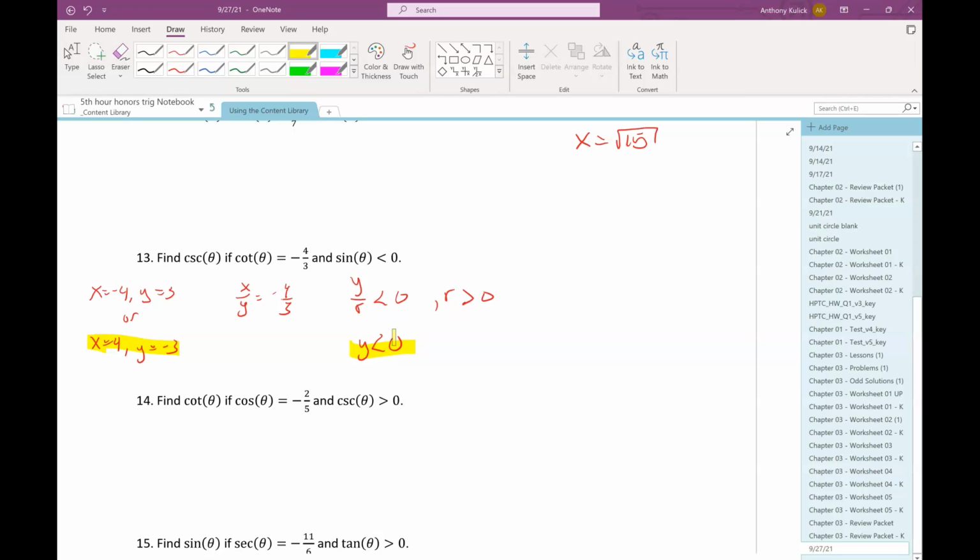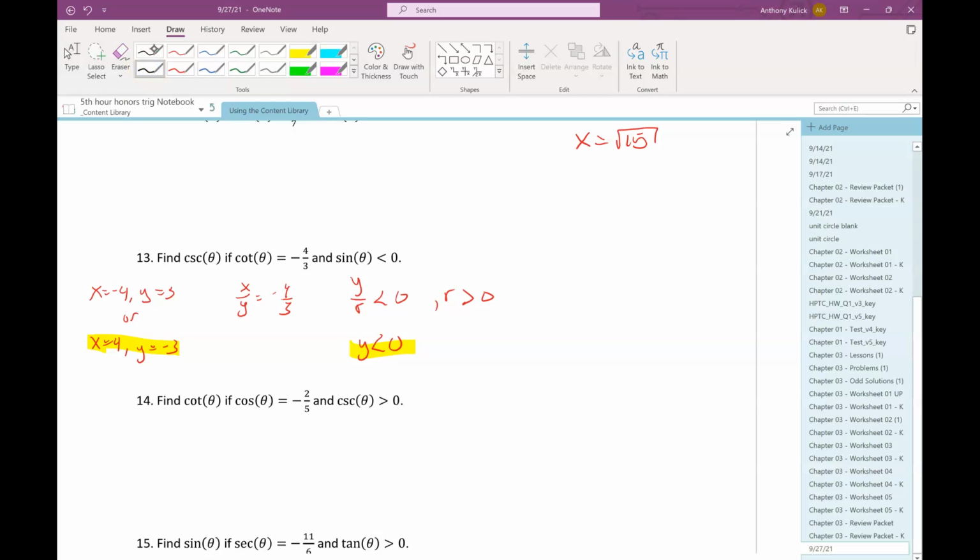So remember, when we're talking about this standard position angle definition for sine, cosine, and tangent, x and y are representing coordinates. Those can be positive or negative. The r is representing the distance from the point to the origin. That's a distance. That always is positive, right? So that's how I knew that the r was always positive. So y over r being negative means that y is negative. Does that feel okay? Yeah.